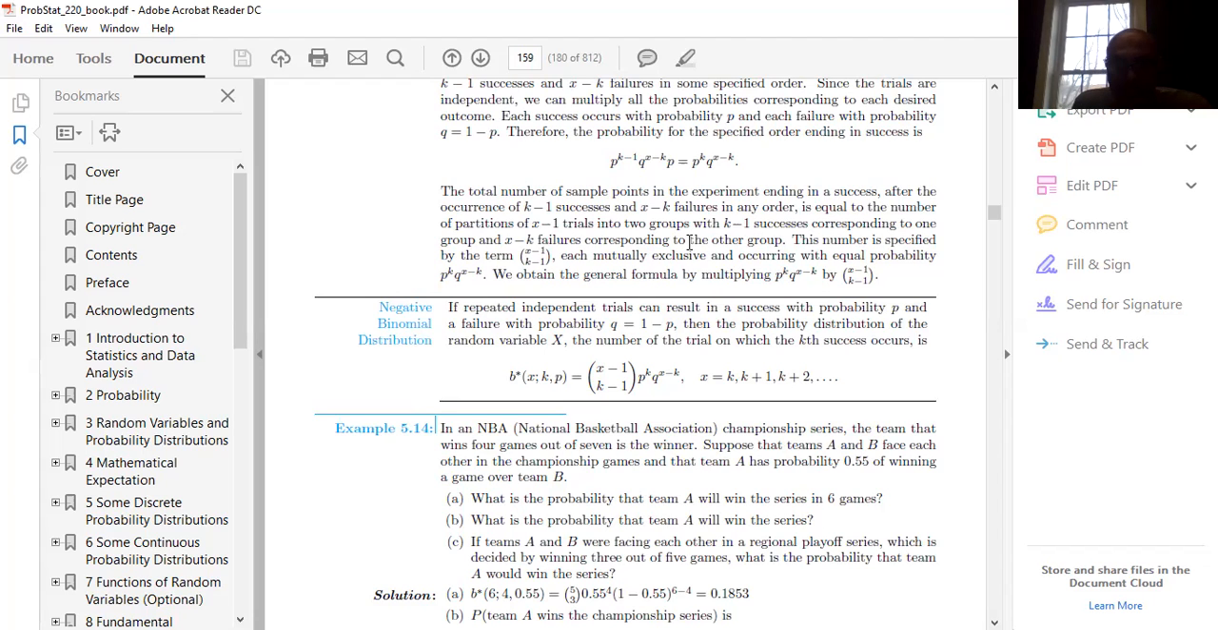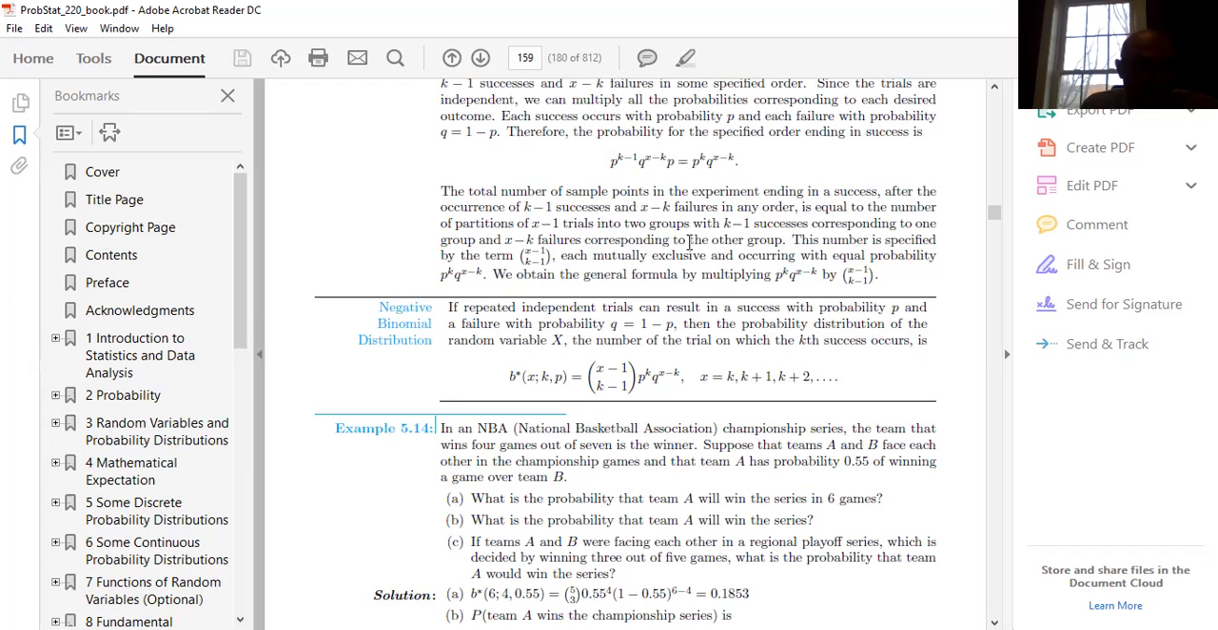In an NBA, National Basketball Association Championship Series, the team that wins 4 games out of 7 is the winner. 4 out of 7. 7 games are being played. Out of these 7 games, the team that wins just 4 games wins. Suppose team A and team B, here it is A and B. Suppose A wins the first 4 games, and is declared the winner, right?